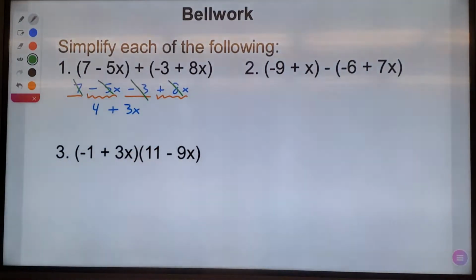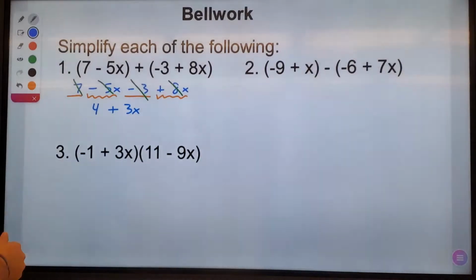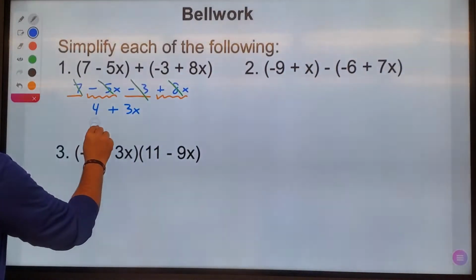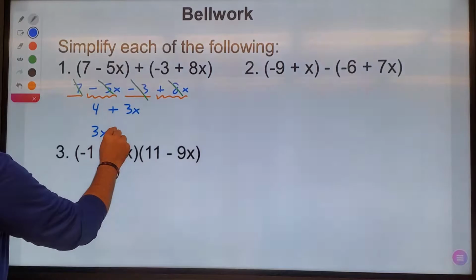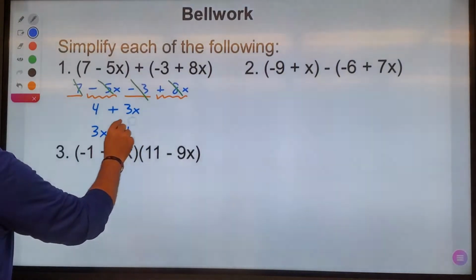Okay, and to finish this problem out, I always stated that you had to have these written in standard form. And standard form is where you have a variable going from highest to lowest exponent. Okay, the only variable we have here is x, so that needs to go in the front. So this ends up being 3x, and that's a positive 4, so plus 4, and that's my answer.